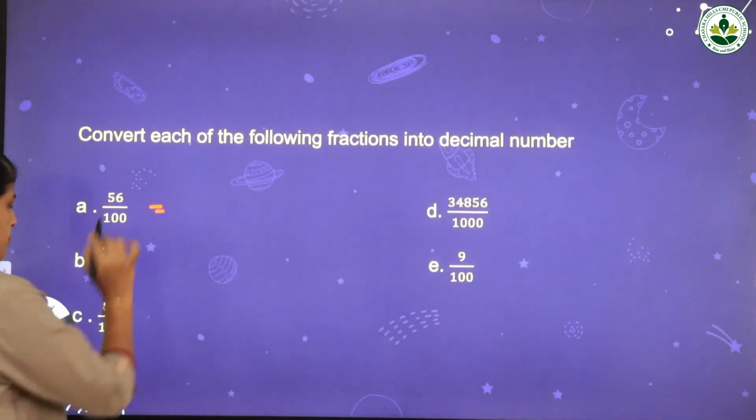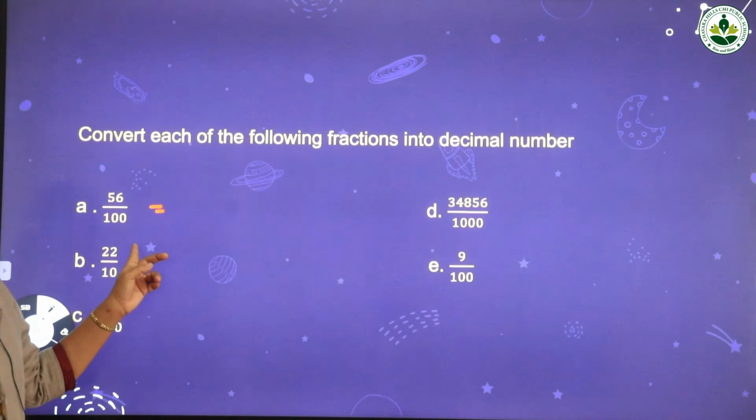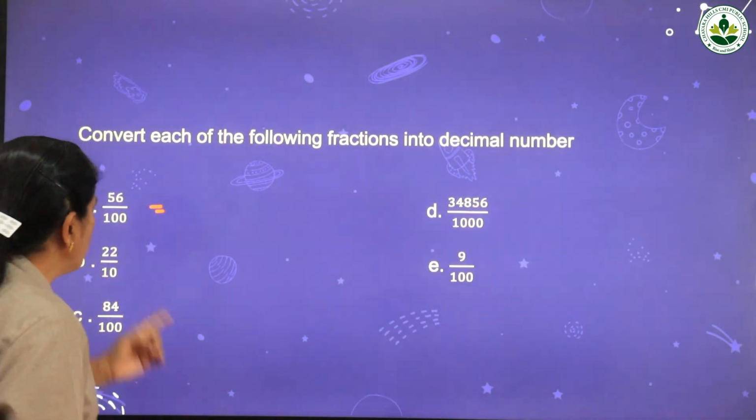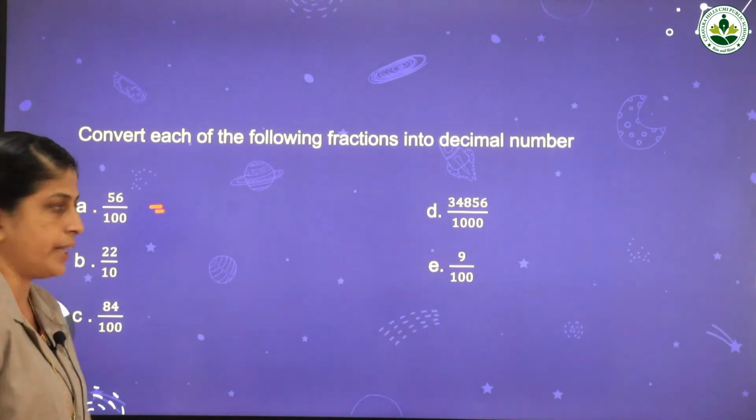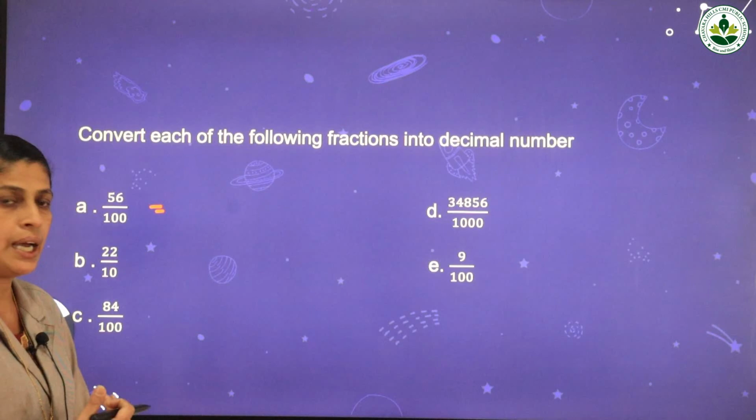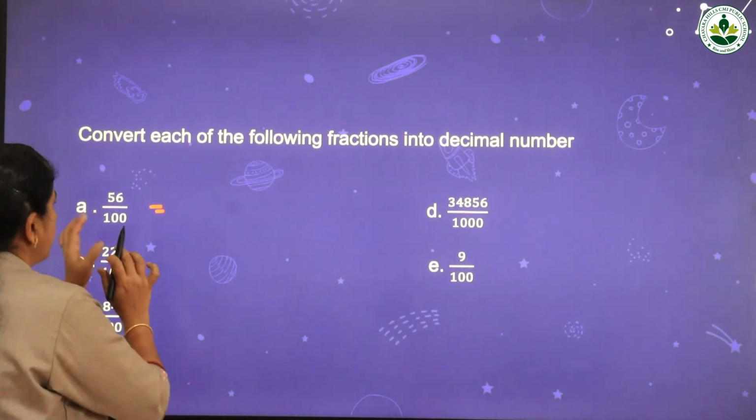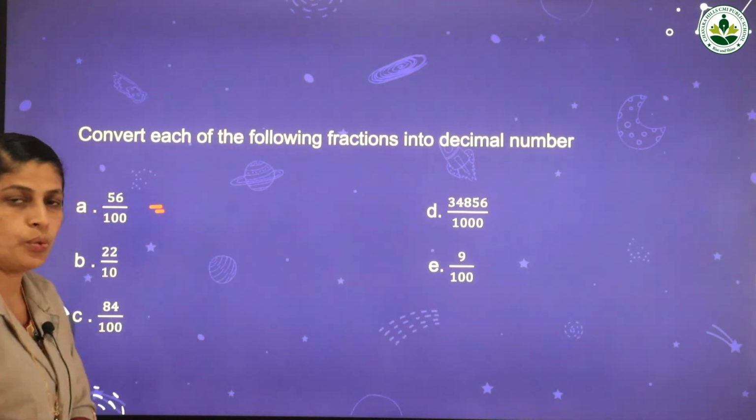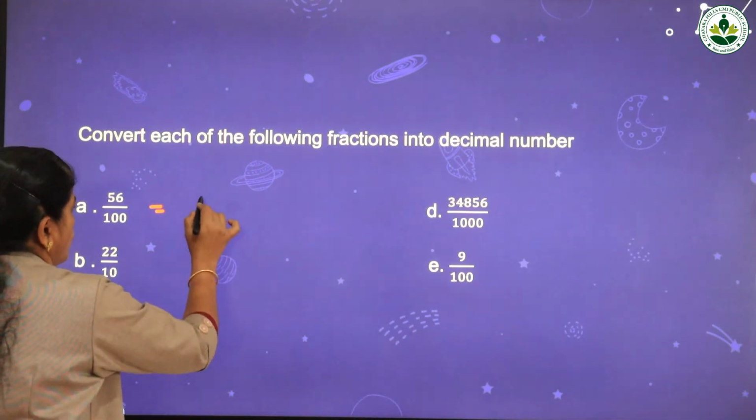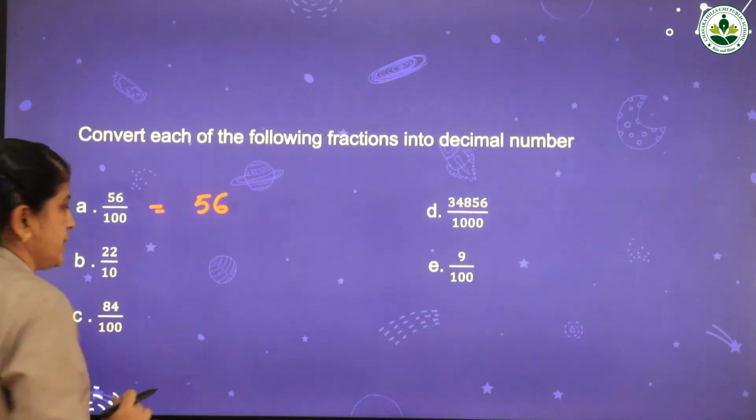To write the decimal, look at the denominator. In the denominator, how many zeros? There are 2 zeros in the denominator. That means there should be 2 digits after the decimal point. How many digits are there in the numerator? 2 digits, 5 and 6. Therefore, 56.